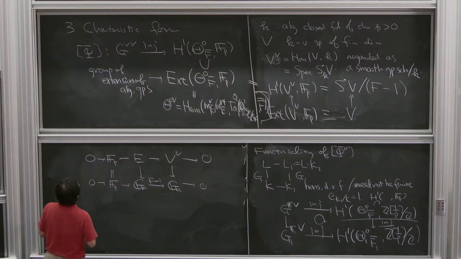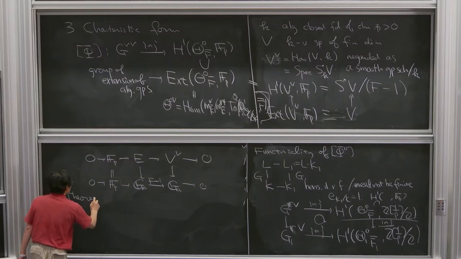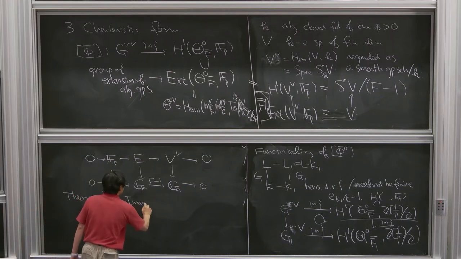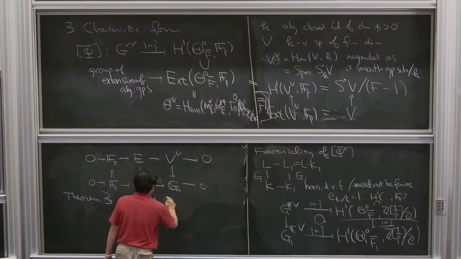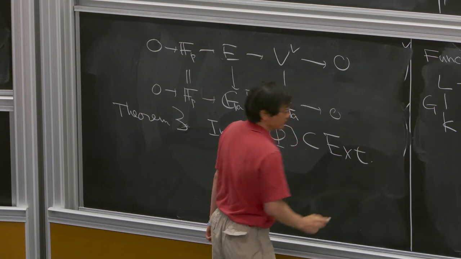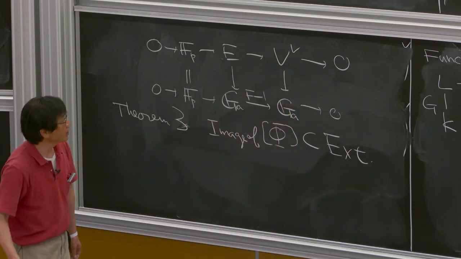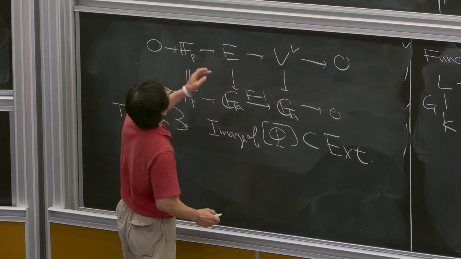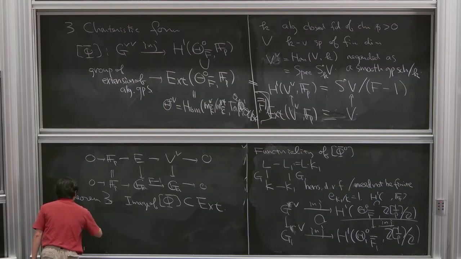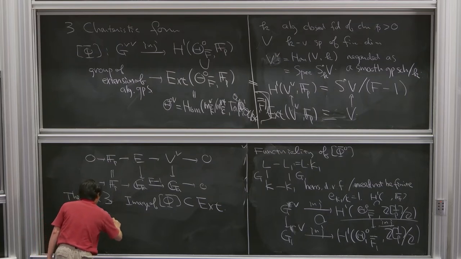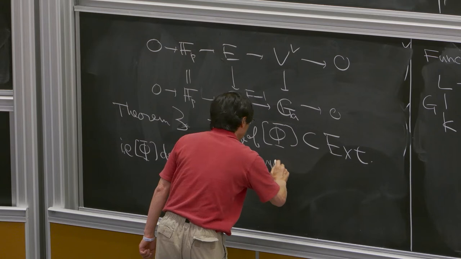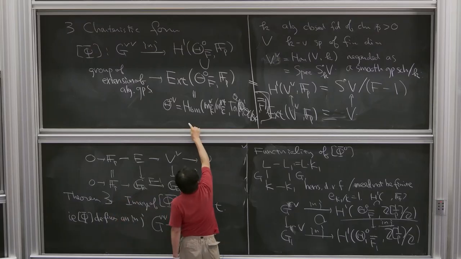So now our goal is the following theorem. That the image of the map above in fact lies in this extension group. So once we get this, we get a map from here to there. So this defines an injection from GR check to this group.